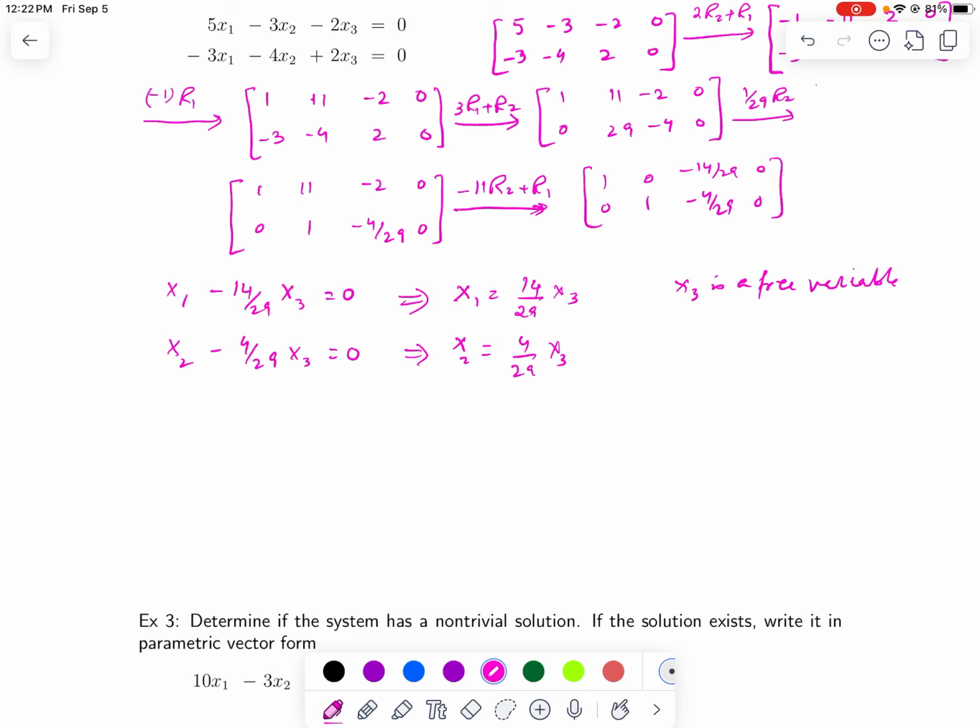And we often will write x3 equal to s or t, so that our solution becomes x1 is equal to 14 over 29t, x2 is 4 over 29t, and x3 is just t. So this is our solution. If you want, you can write it as a point. Actually, let's write it as a vector first.